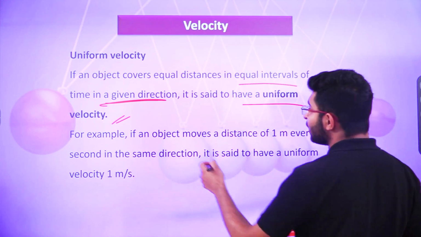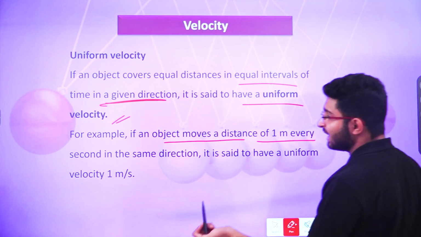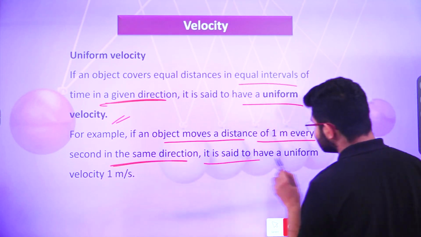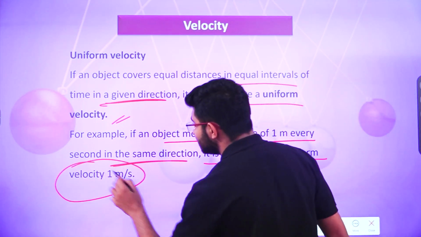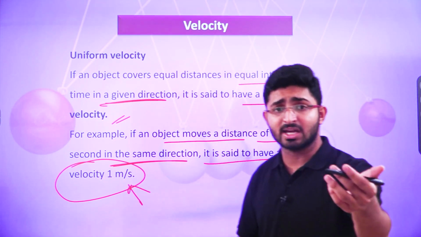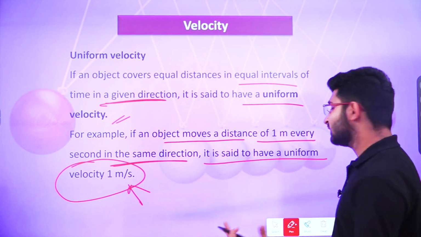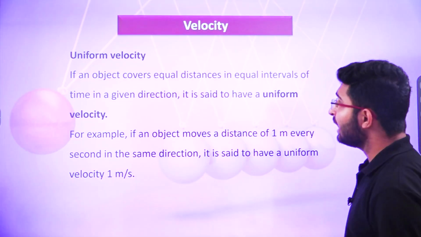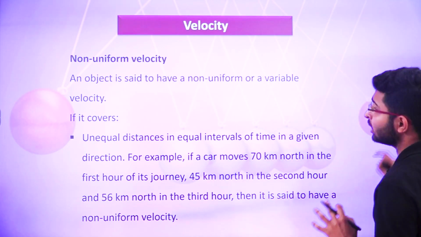For example, if an object moves a distance of 1 meter every second in the same direction, it is said to have a uniform velocity of 1 meter per second. Like if an object is covering 1 meter in every second in the same particular direction, that will be the velocity of that object. Okay, uniform velocity basically.